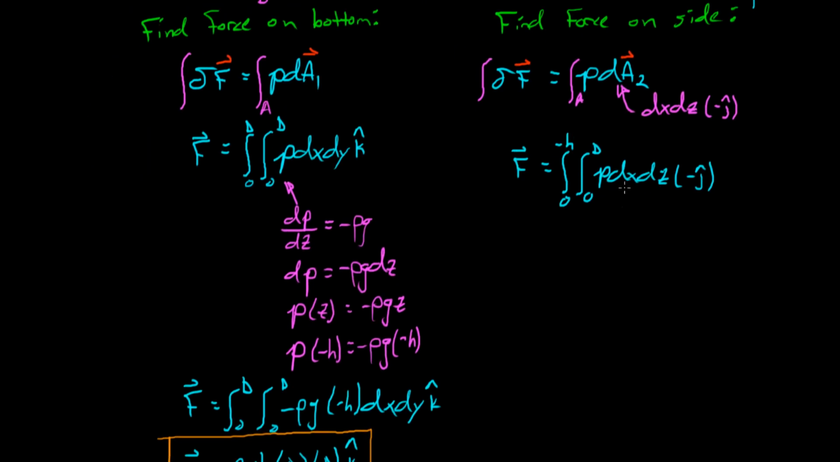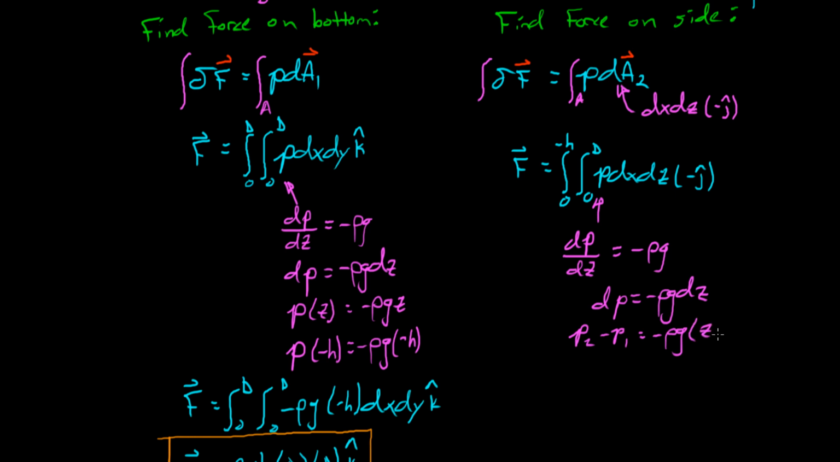Okay, but now we need the pressure. Well, we can get the pressure, once again, using the formalized version of fluid statics, which says dP/dz is equal to minus rho g. And if we separate and integrate, we get dP is equal to minus rho g dz, or P2 minus P1 is equal to minus rho g times Z2 minus Z1.